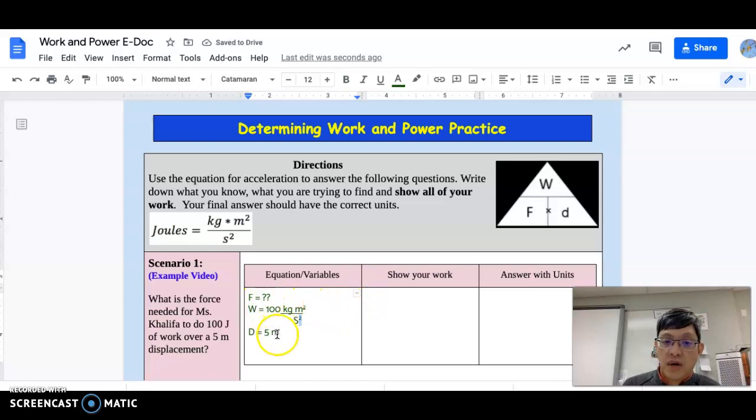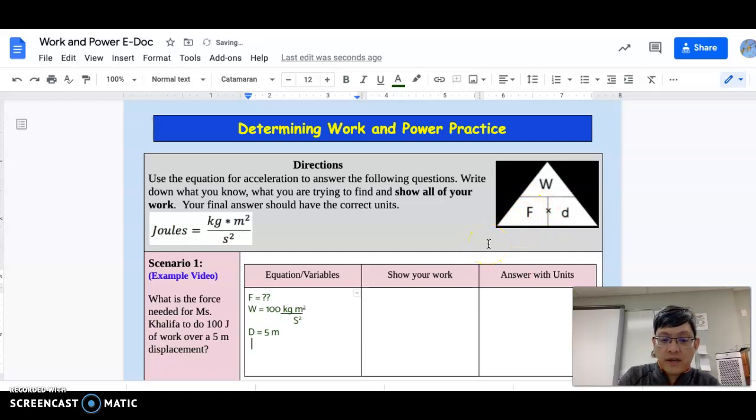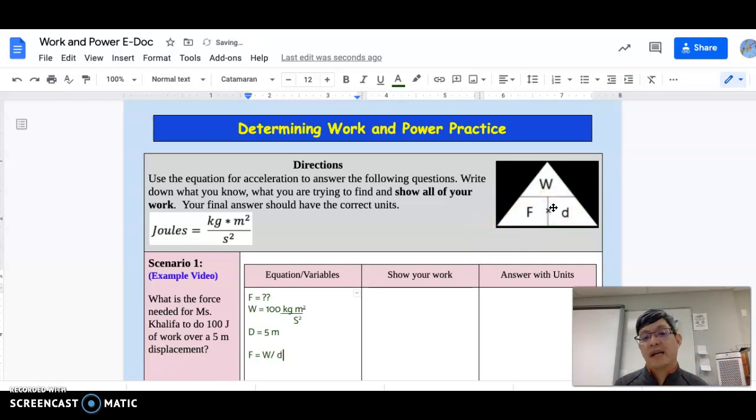So based on this, what equation would we use? We would look for force. So if we cover up force right here, what do we get? We would have the letter W above and the letter D below. So it'll be work divided by displacement is the equation. So with that, we're going to plug it in.